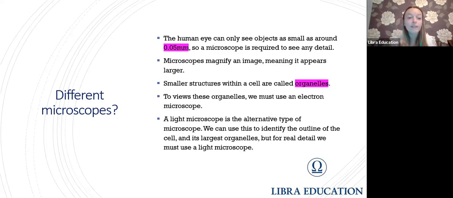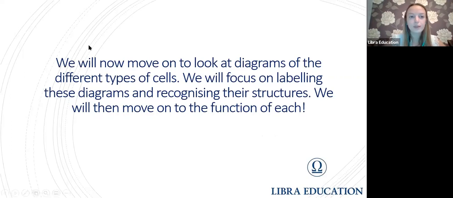It doesn't give us as high resolution. So that's another key phrase there. A light microscope does not have as high resolution as an electron microscope. So we can use the light microscope to identify the outline of a cell, so where the cell is, and its largest organelles, for example, the nucleus. But if we want the real detail and to be able to see all of the organelles present in the cell, we really need to use an electron microscope.